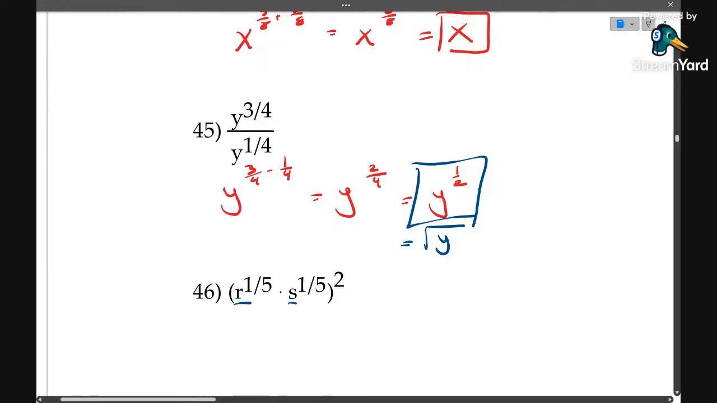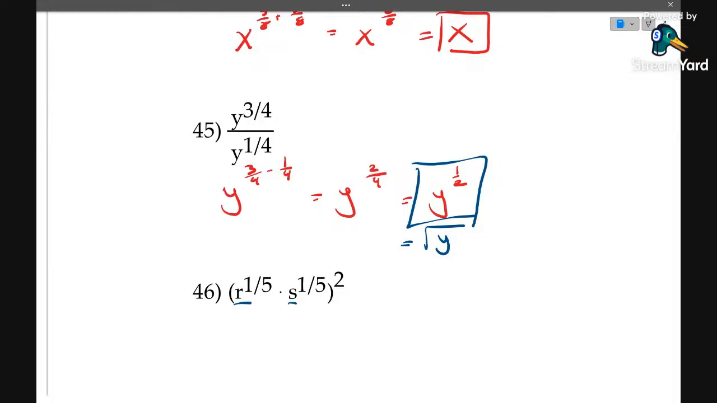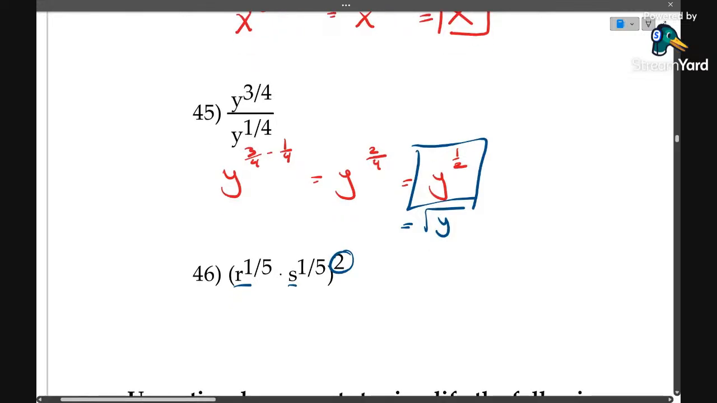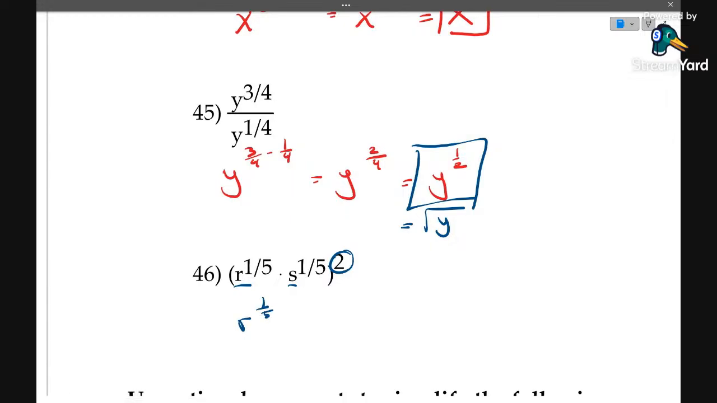Now, we have different bases here, so we can't add these exponents. All we can do is apply the power rule. So when I have an exponent raised to another power, we're going to multiply those exponents together. So I have r to the 1/5 times 2, and I have s to the 1/5 times 2. So we can multiply those exponents. We're going to have r to the 2/5 and s to the 2/5. Again, because these bases are not the same, we cannot simplify these using exponents any further than that.